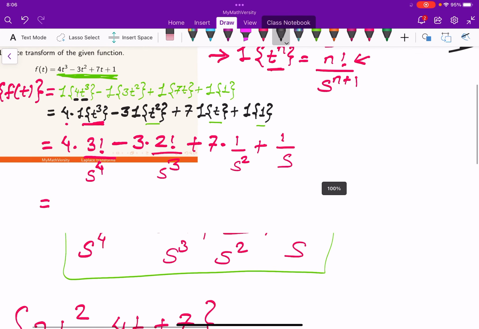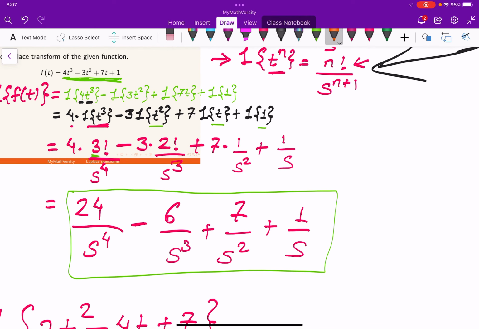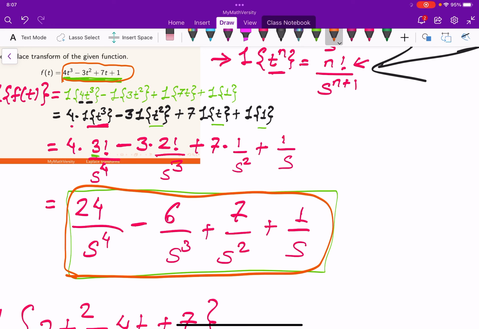In this example, we were given 4t^3 - 3t^2 + 7t + 1. You can look here, and this is the Laplace transform of that given function.